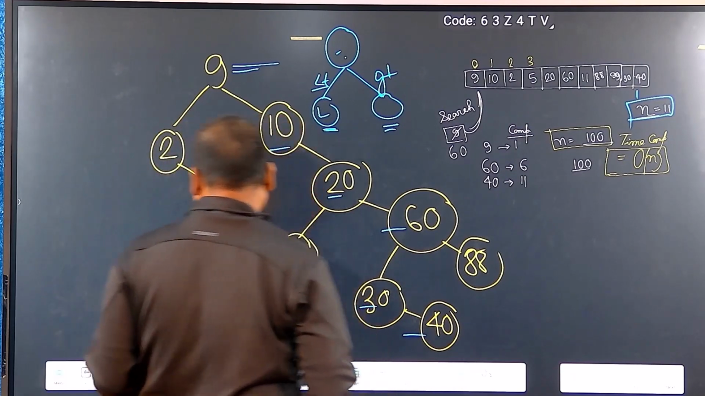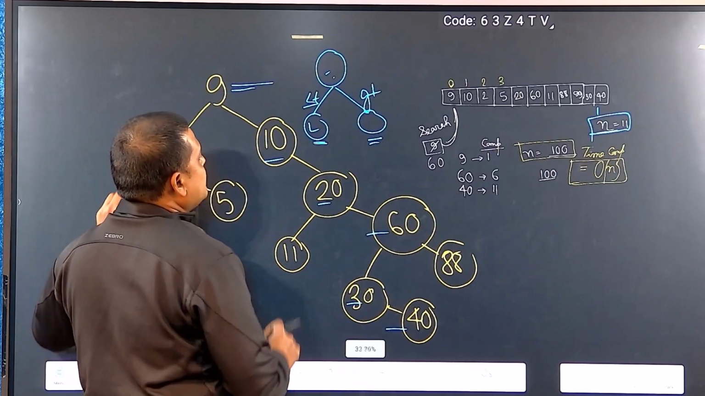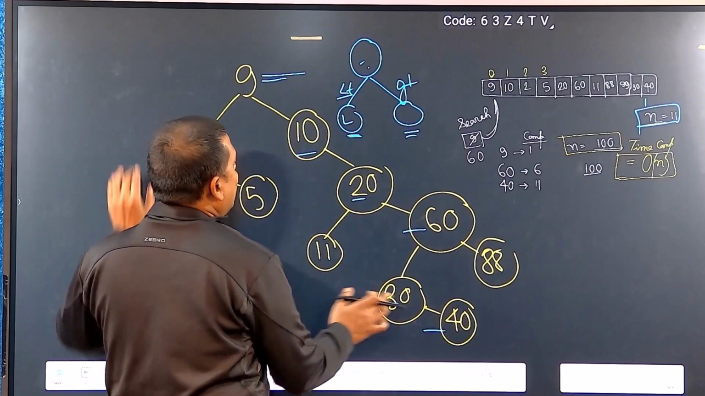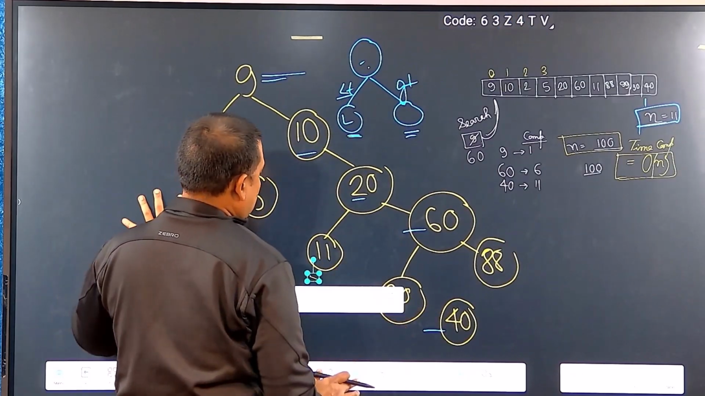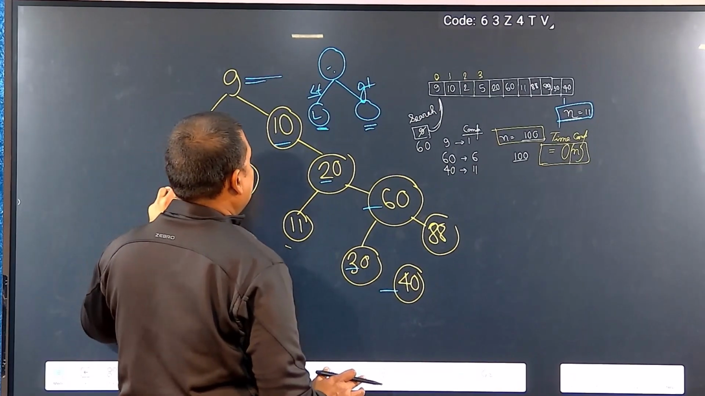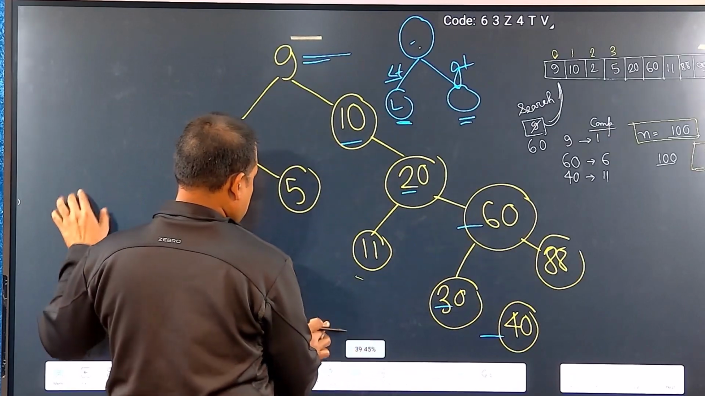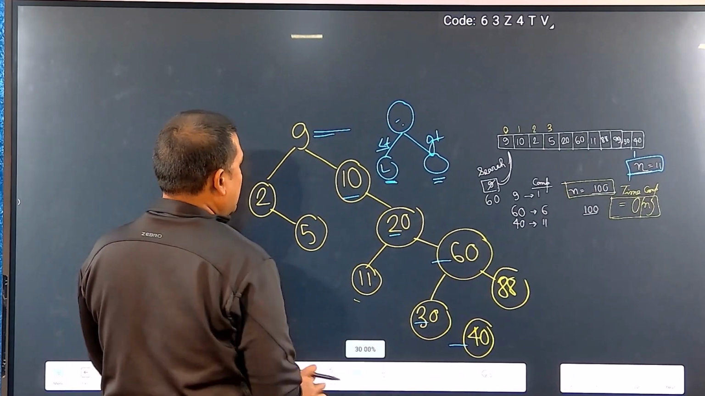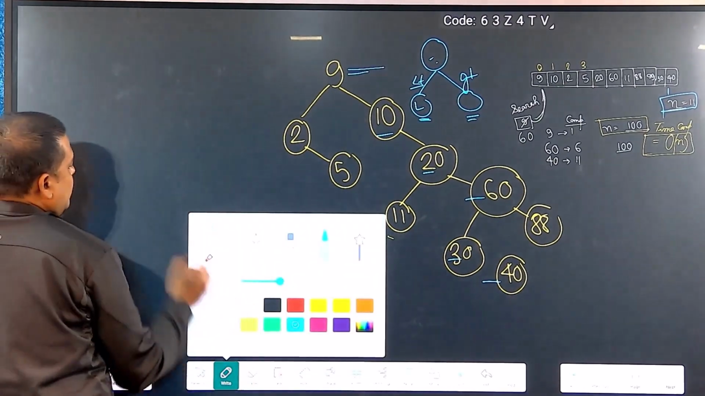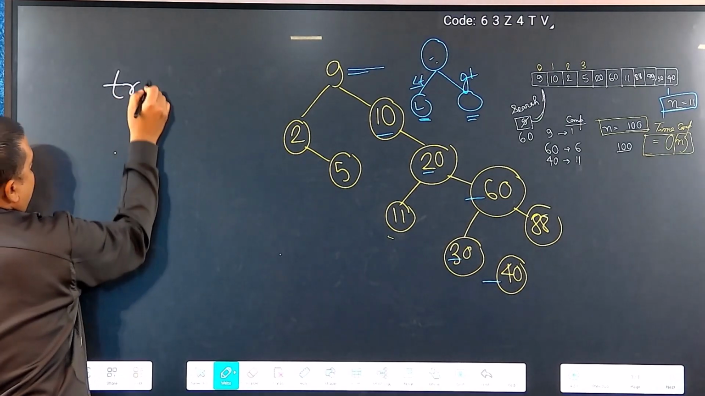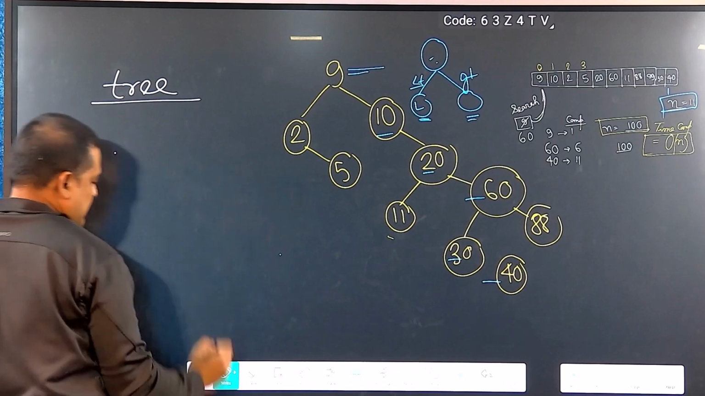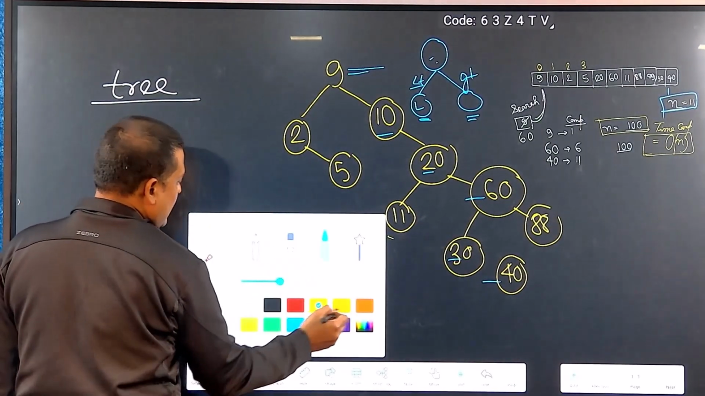Now, in the case of this tree data structure, we have some elements like this. This is called a tree data structure. Now what are these? This is called a node.